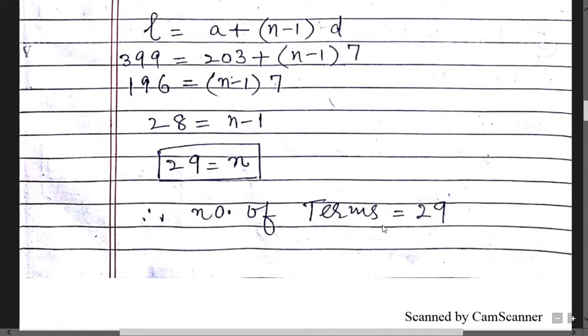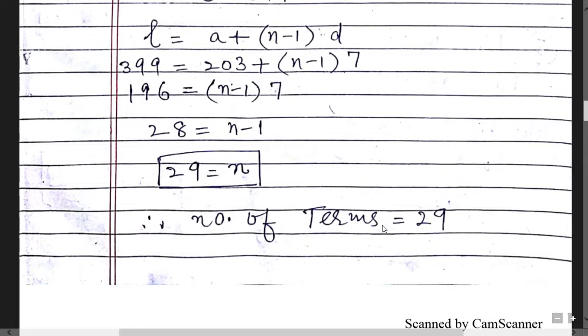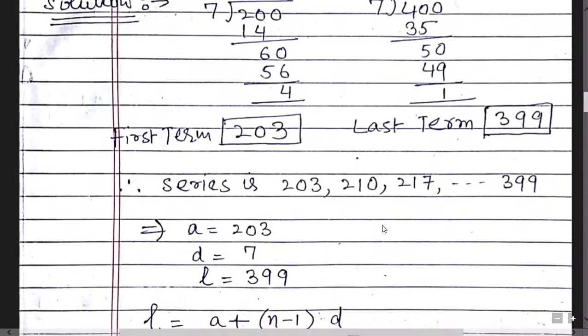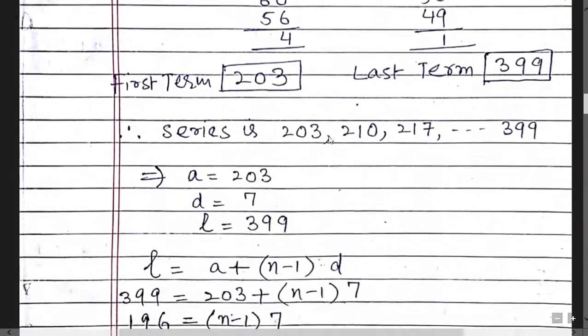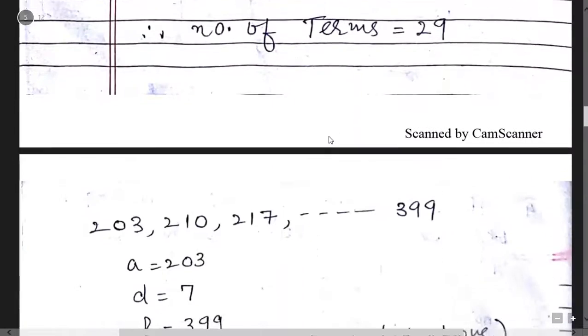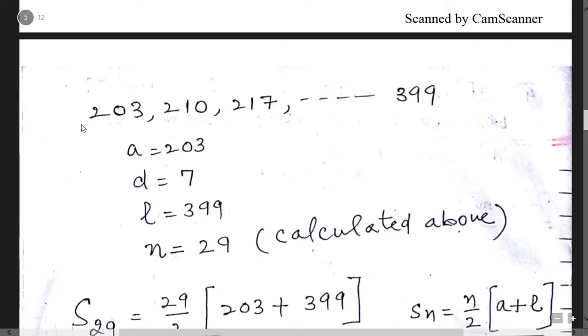Therefore, you can write the number of terms as 29 in the series, which are divisible by 7 in between 200 and 400. Now you have to calculate the sum of series. The series is 203, 210, 217 up to 399. Now the first term is 203, common difference is 7, last term is 399 and we already calculated this value, n is equal to 29.